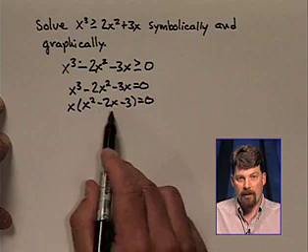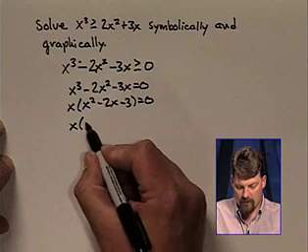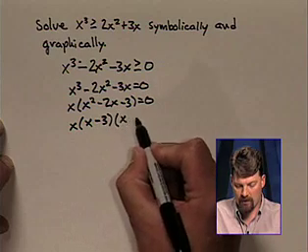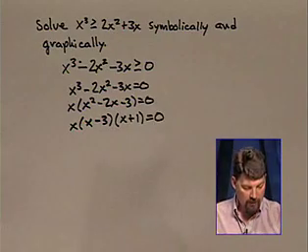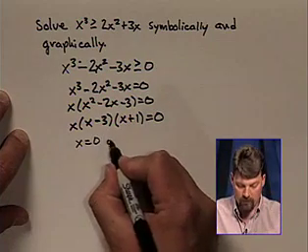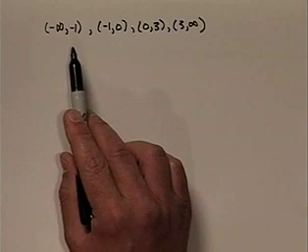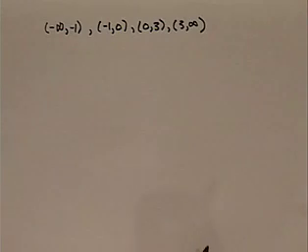Now this polynomial, x squared minus 2x minus 3, we can factor. And that's equal to x times x minus 3 times x plus 1. And that whole thing's equal to 0. So what we see here are the solutions are x equals 0 or x equals 3 or x equals negative 1. And so the intervals we have to check are negative infinity to negative 1, negative 1 to 0, 0 to 3, and 3 to infinity.